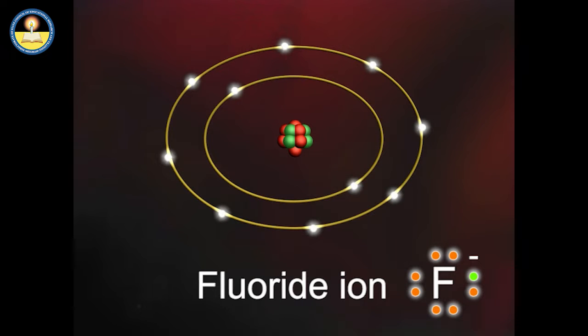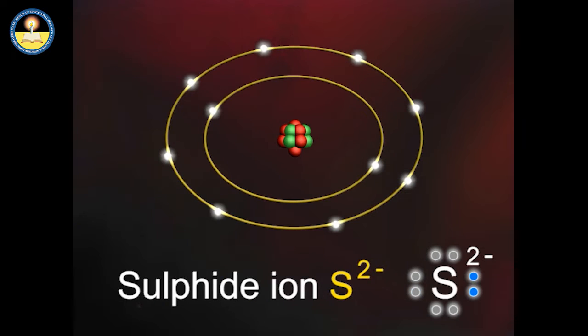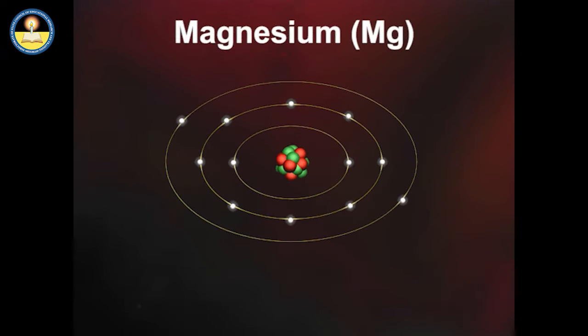Fluoride ion also has 8 electrons in its outermost shell, so it is also represented as shown with 8 dots. Sulfide ion, that is S2- ion, also has 8 electrons in its outermost shell, so it is also represented in the same way as fluoride ion. Let us have some illustrations to understand it better.